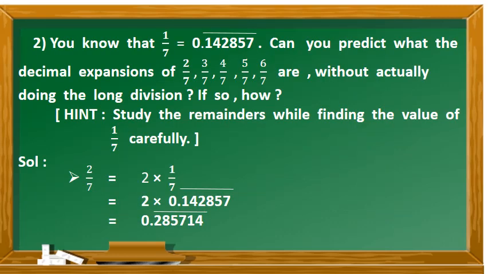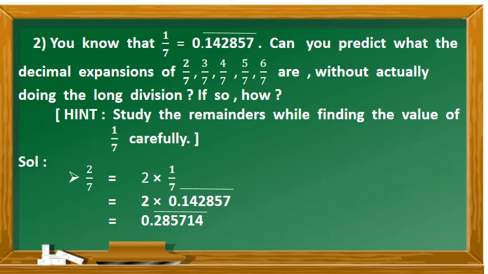The second question is, you know that 1 by 7 is equal to 0.142857 bar. Can you predict what the decimal expansions of 2 by 7, 3 by 7, 4 by 7, 5 by 7, 6 by 7 are without actually doing the long division? If so, how? The hint they've given you is, study the remainders while finding the value of 1 by 7 carefully.